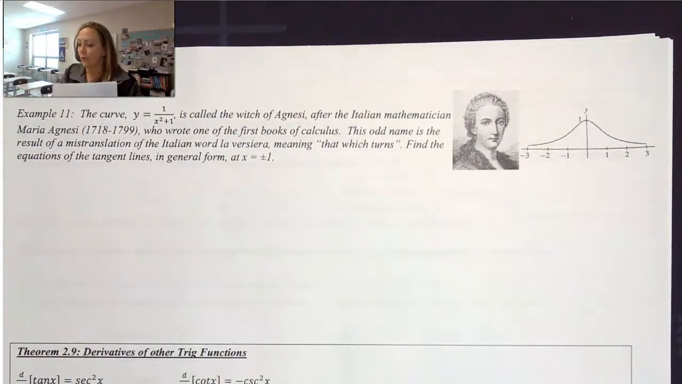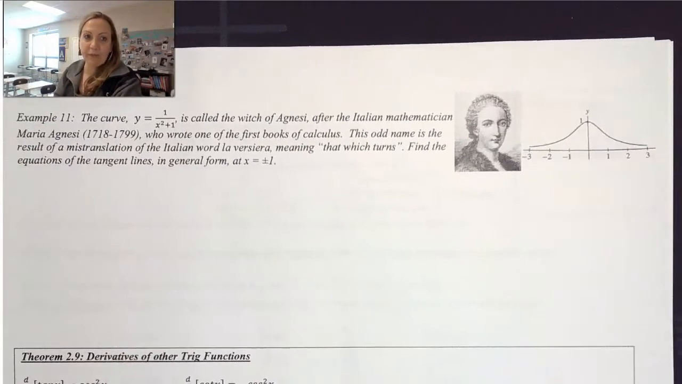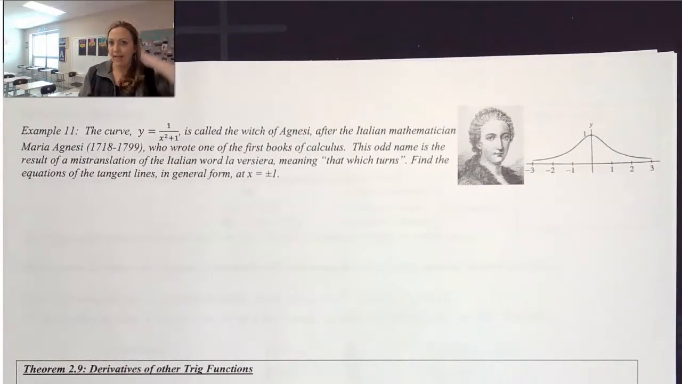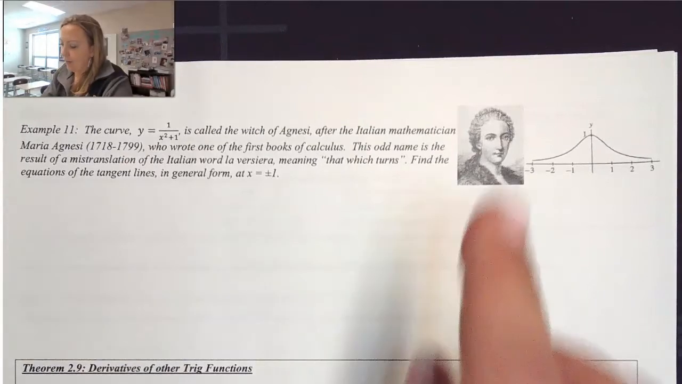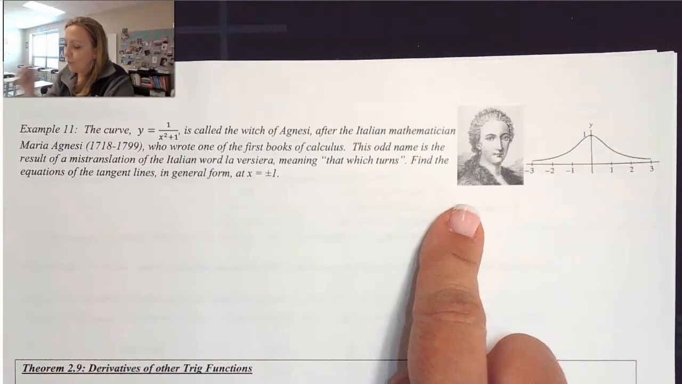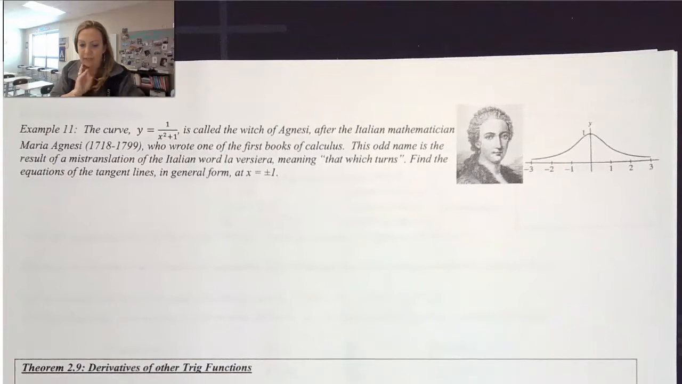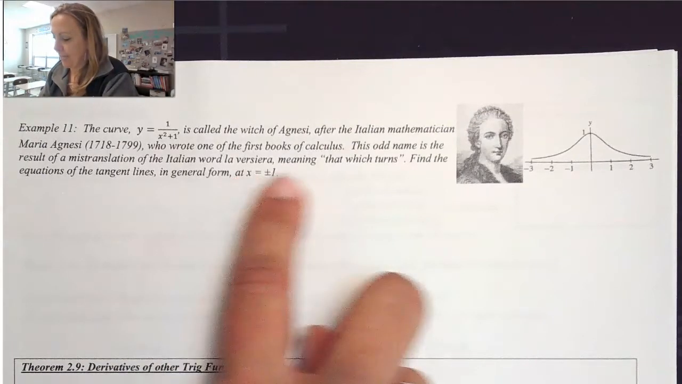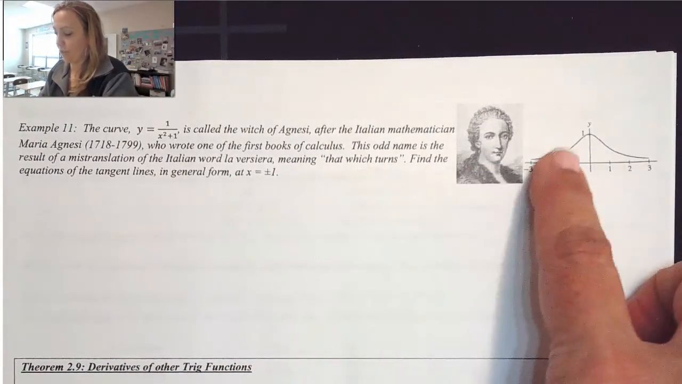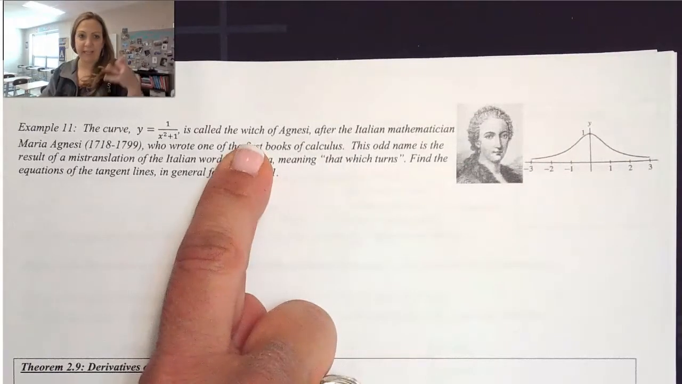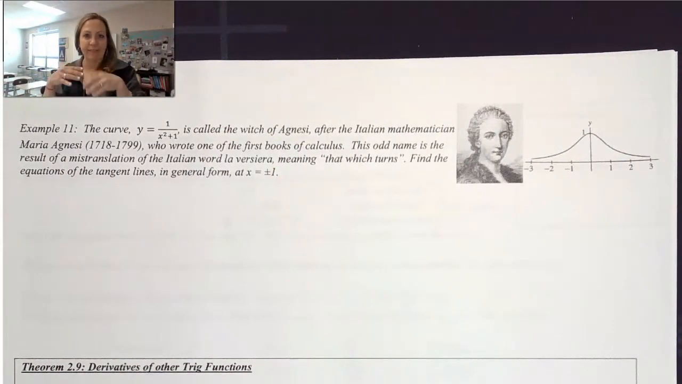One more thing real quick. Now, example 11. This curve, y equals 1 over x squared plus 1, is called the Witch of Agnesi, after the Italian mathematician Maria Agnesi, who wrote one of the first books of calculus. What a smart lady. The odd name is the result of a mistranslation of the Italian word la versiera, which means that which turns. You see how it turns? They accidentally mistranslated that to mean witch.